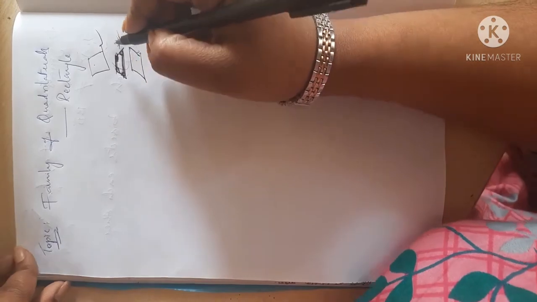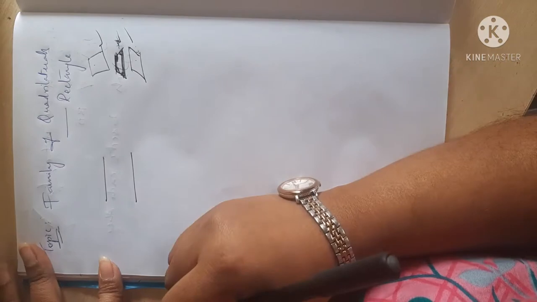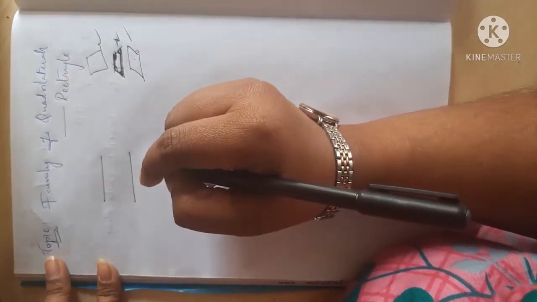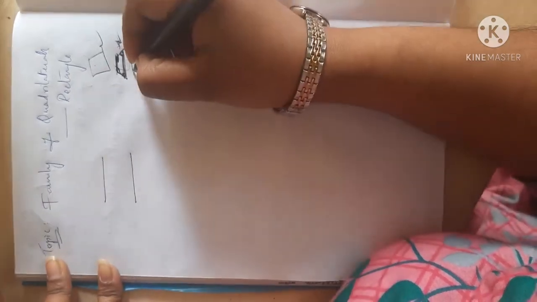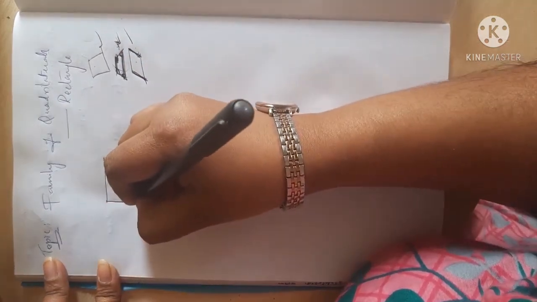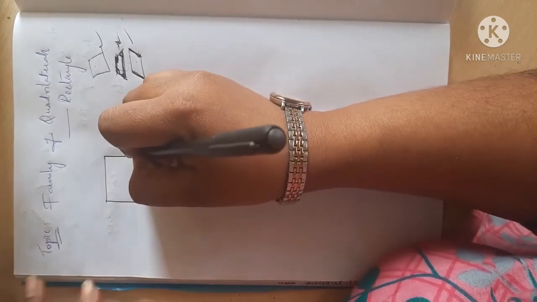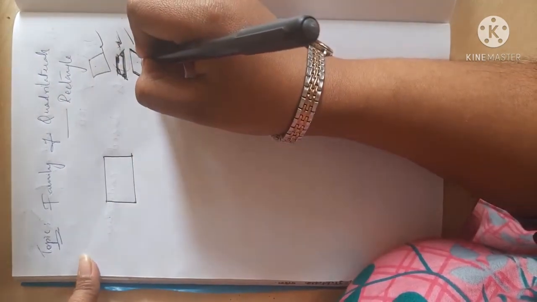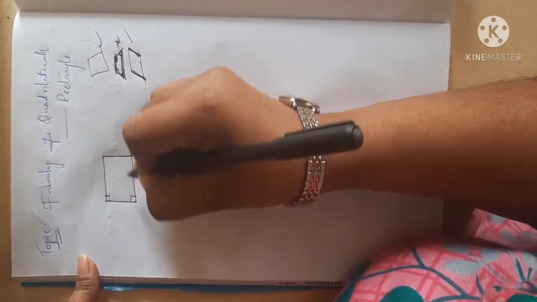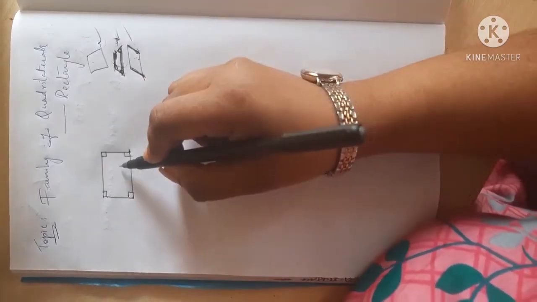What is this rectangle? Now in a parallelogram, opposite sides are parallel and they are equal. These are also parallel and they are equal. Whereas in a rectangle, opposite sides are parallel and they are equal, just like a parallelogram. The extra thing it has is that all the angles in a rectangle are 90 degrees. That is why a parallelogram is turned into a rectangle.